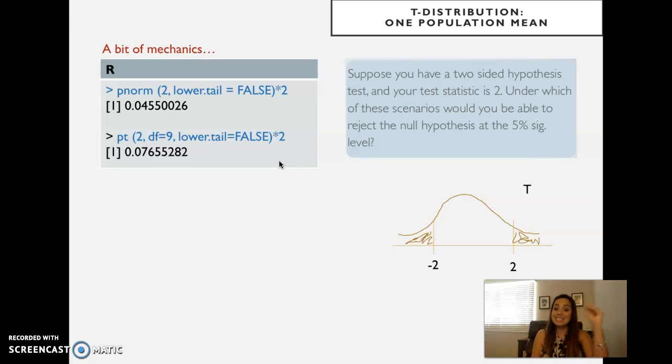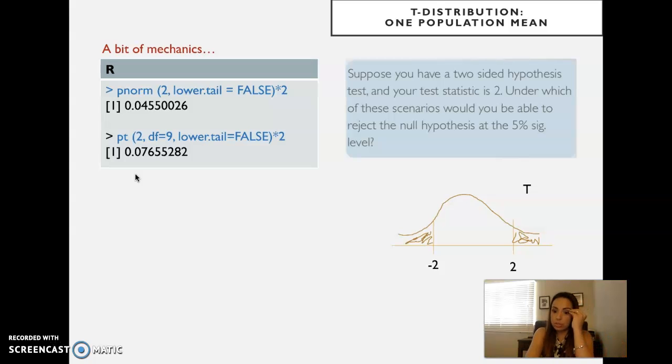Note that if you get a z statistic equal to 2, you're going to reject the null. If you get only 2 standard deviations above the mean on a t-distribution, you will not reject the null hypothesis if it's a two-sided test, because the p-value would be greater than 0.05.